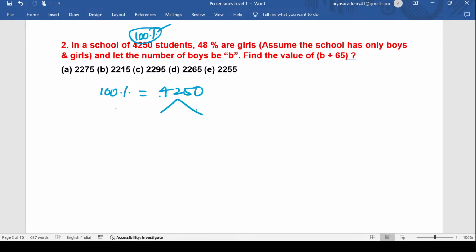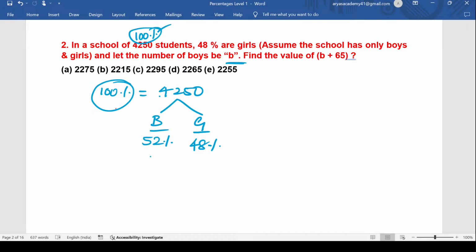Of these, they have given you only boys and girls in the school, and 48% are girls. There are boys as well as girls, out of which 48% are girls. It means that the total is 100, and there are only two segments, boys and girls, out of which girls are 48. Then automatically it implies that the percentage of boys is how much? 52%.